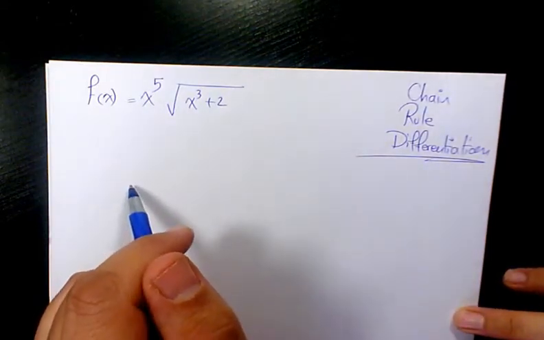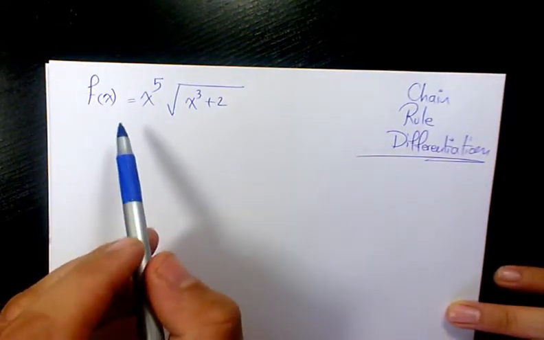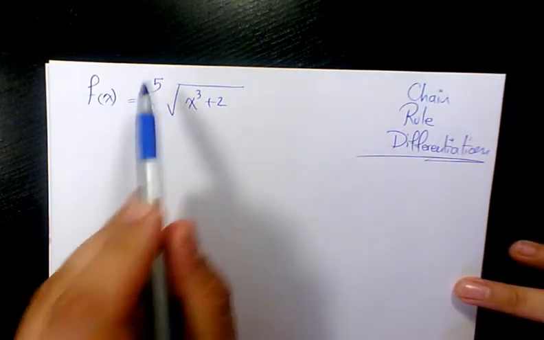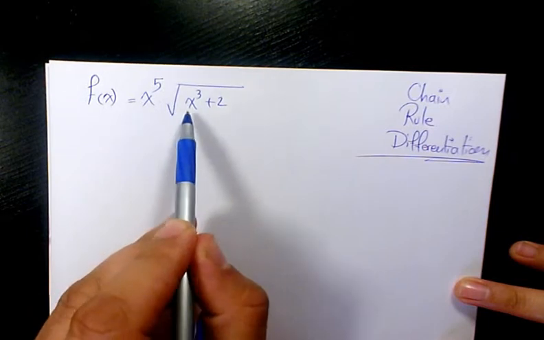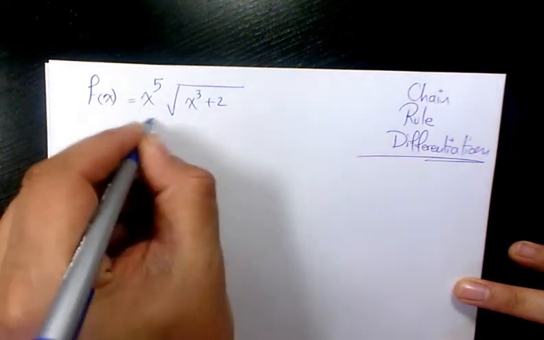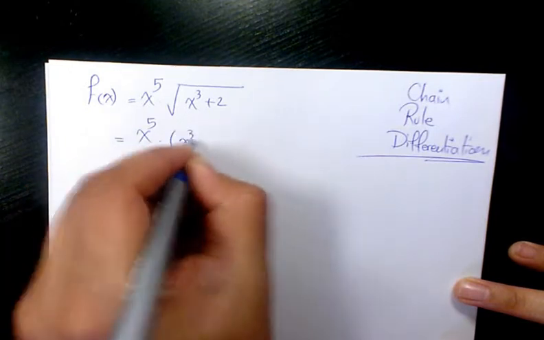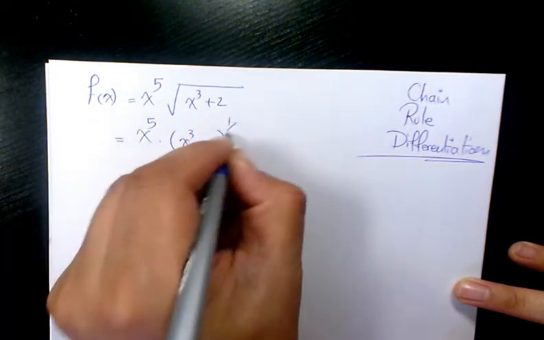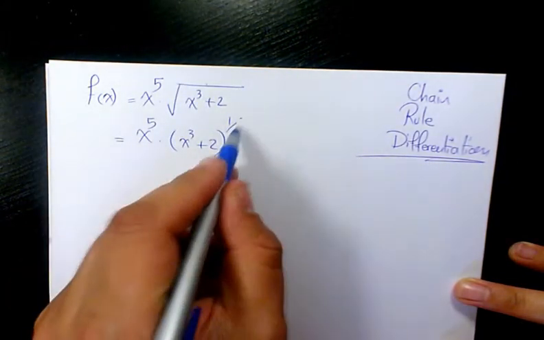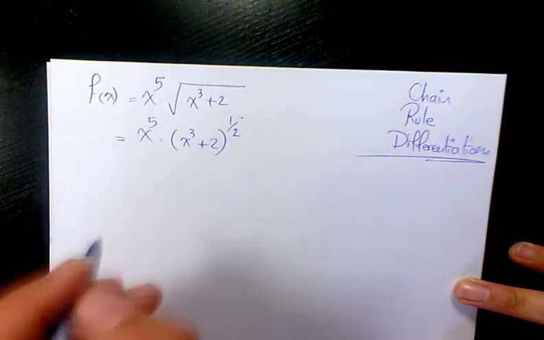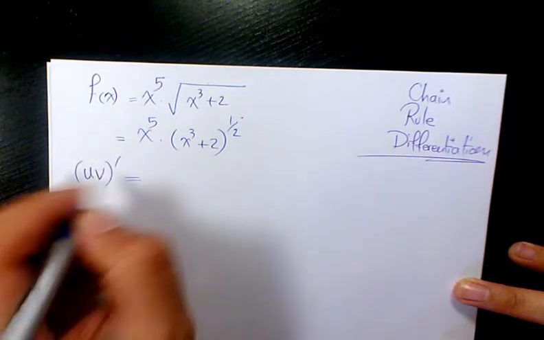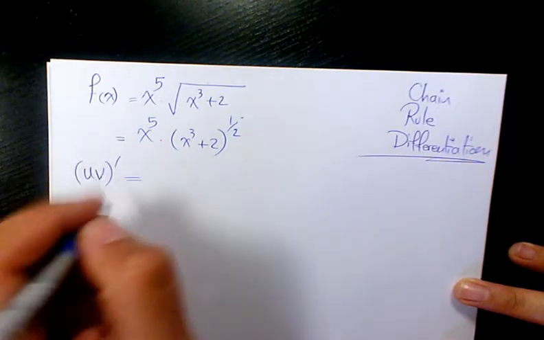Welcome to another video. In this video I want to show you how to find the derivative of f of x, where f of x is x to the power 5 times the square root of x cubed plus 2, which is x to the power 5 times (x cubed plus 2) to the power of 1/2, because as you know we can change a square root to the power 1/2. Then we can use the power rule, the product rule, and also the chain rule.